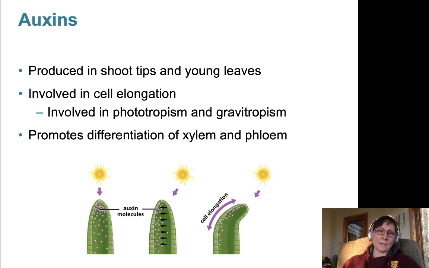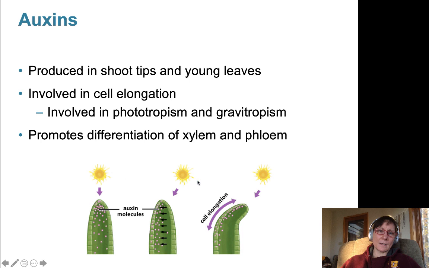Auxins are also involved in cell elongation. So also produced in the tips, in the shoot tips and in young leaves. It's involved in phototropism and gravitropism. So when it comes to shoots, for those that move towards the sun or that track the sun, right, it's auxin that's involved in this. And here's how it happens. So you have auxins that could be found throughout the cells of a young shoot.